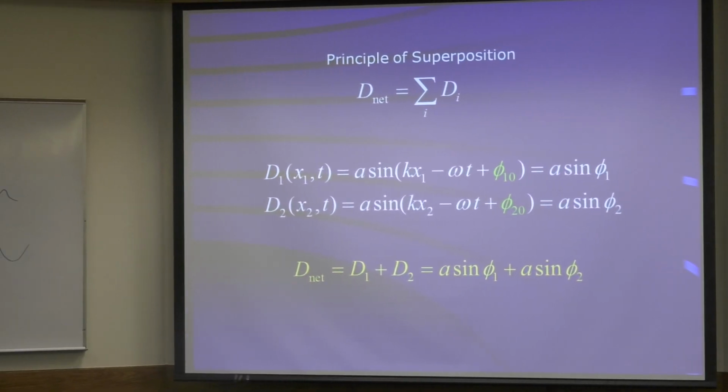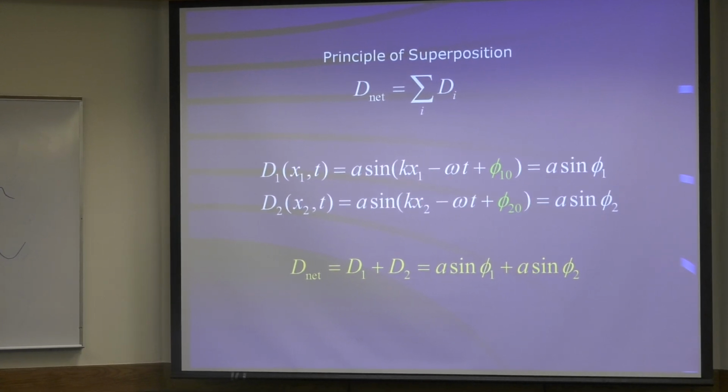So what we want to do is see how these guys are going to interfere. That's what we want to do, mathematically. How are they going to interfere?